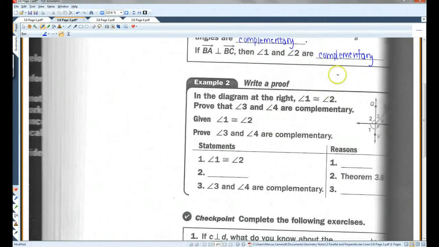Alright, in the diagram at the right, I apologize that it got cut off. Let's see here. This is an S. This is an R. This is a 4, and I think you can see everything else okay. There are arrows at the end of the lines, of course. Given, angle 1 is congruent to angle 2. That's given.